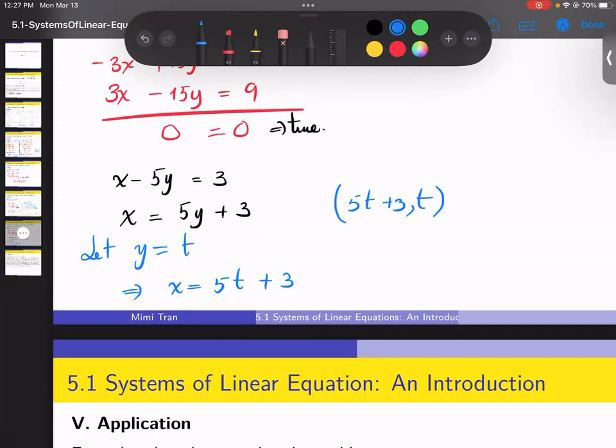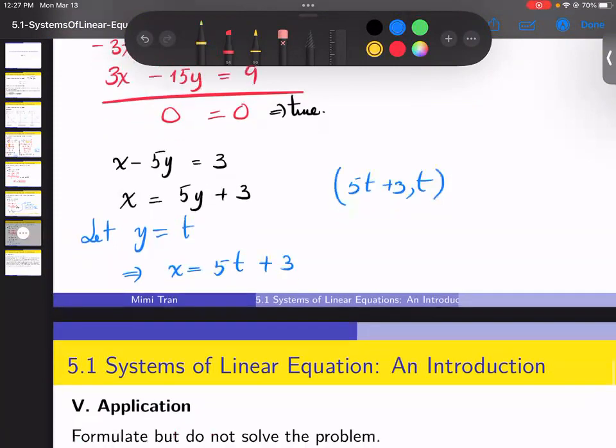Let me tell you how to check. If you and your friend have a different representation, you can check by plugging in a number. Say I pick t equals 0. Then y is 0. Then x is what? 3. You and your friend should both have 3, 0 as one of the particular solutions. Then you know that you got it right. Kind of like log. There are many ways to solve a log, but as long as the approximations are the same, then you know that you got it right.